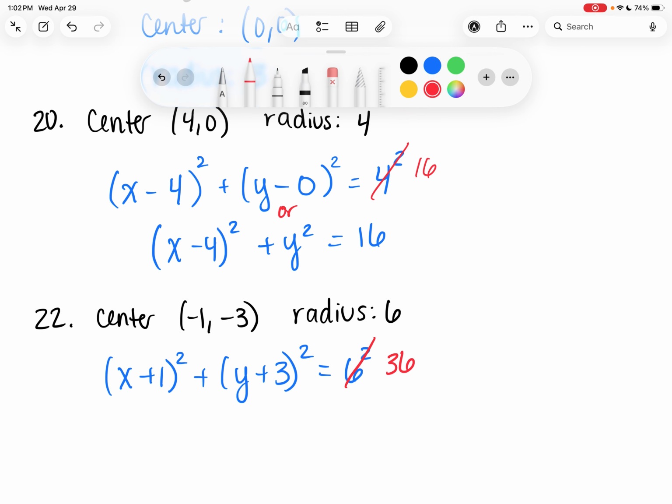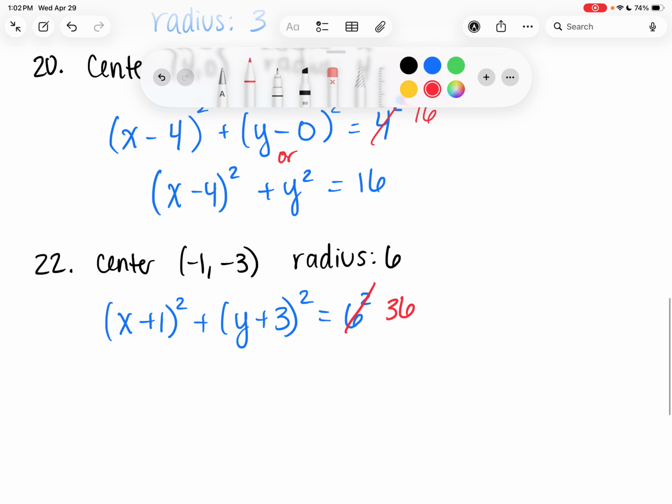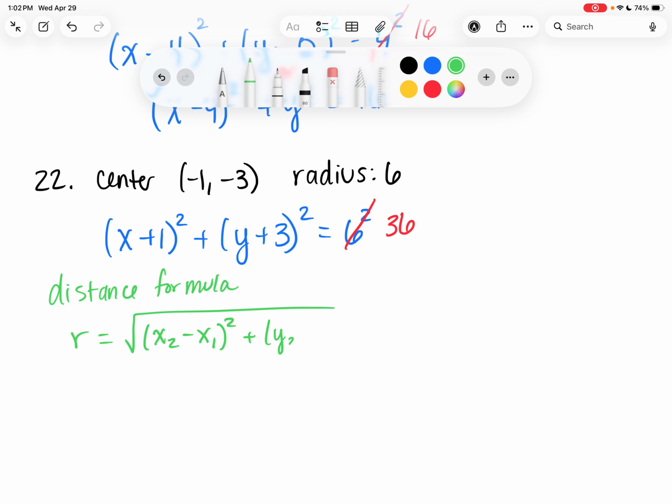All right, we're going to look at the ones where we have to use the distance formula. So I'm going to do a refresher on the distance formula, but instead of using D for distance, I'm going to use R for a radius. So R is equal to the square root of x2, whatever that is, minus x1 squared, plus y2 minus y1 squared.